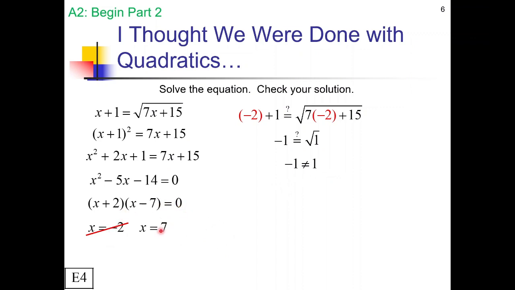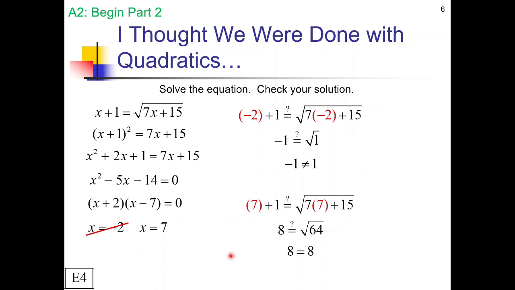Let's see if 7 is also extraneous. So we'll have 7 plus 1 equaling the square root of 7 times 7 plus 15. 7 plus 1 is 8. This is going to be 49 plus 15, which is 64, square root of that. And the square root of 64 is 8. So it turns out 7 is a good answer.